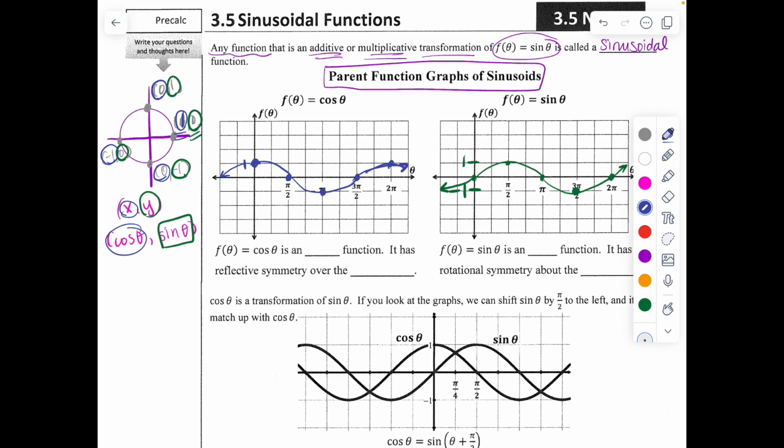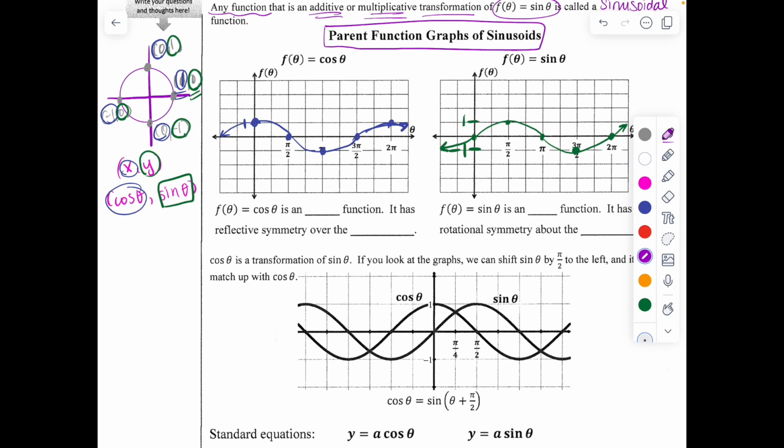All right, so once we have our two graphs, if we look at the cosine function, we know that this is an even function because it has reflexive symmetry over the y-axis, where if I flipped all these points about the y-axis, it would flip around exactly the opposite way. So this one, if I flip it over the y-axis, flips over this way. This would flip over here and so on.